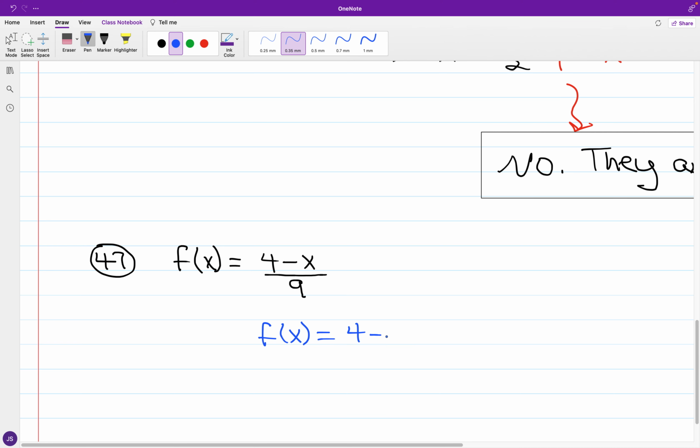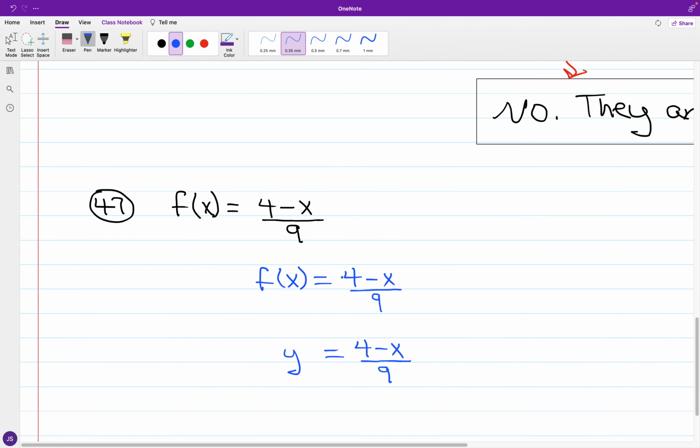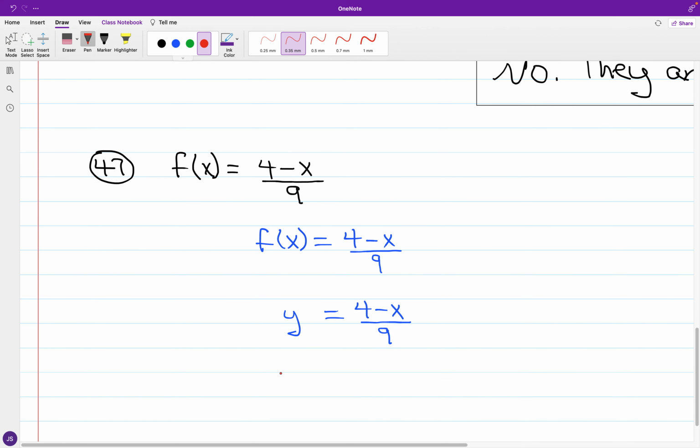Now looking for the inverse. Just expressing the given one-to-one function, and creating the pathway leading to the interchange of the variables, I'm going to go ahead and write f of x as y. So you have y is equal to 4 minus x over 9. And so we're creating the interchange between x and y.